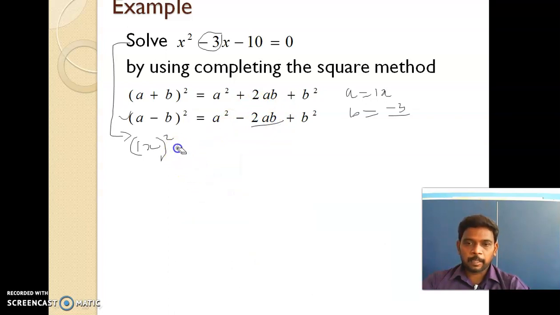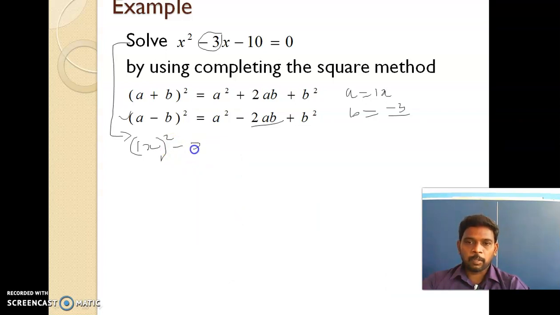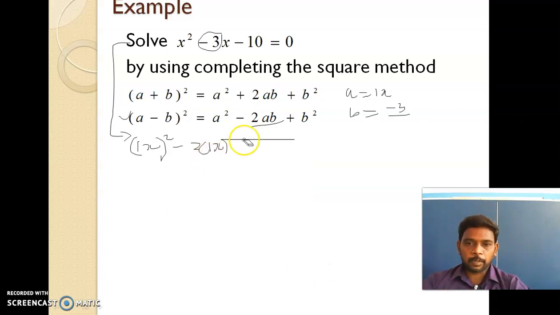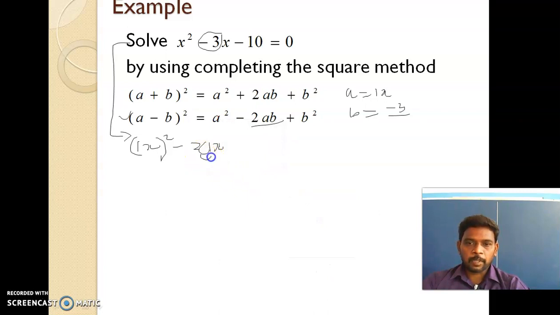Here minus, because we are using the second formula now. So minus 2ab, so 2 instead of a, 1x, and next instead of b, we can write b as a product of these two terms. So the product of these two terms, that is 1 into 2, 2 only, here minus 3 by 2. So the value of b is equal to minus 3/2. So into minus 3/2, that is 3/2.